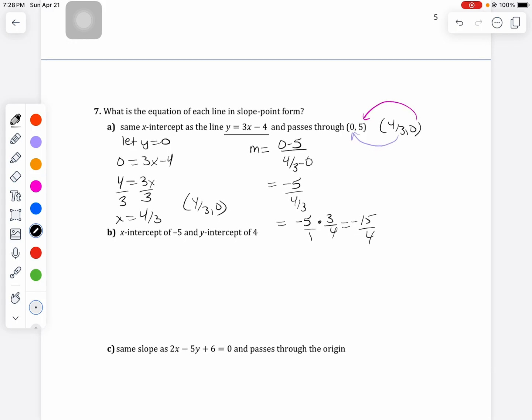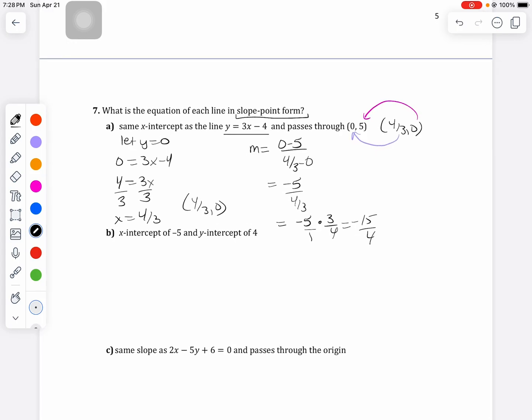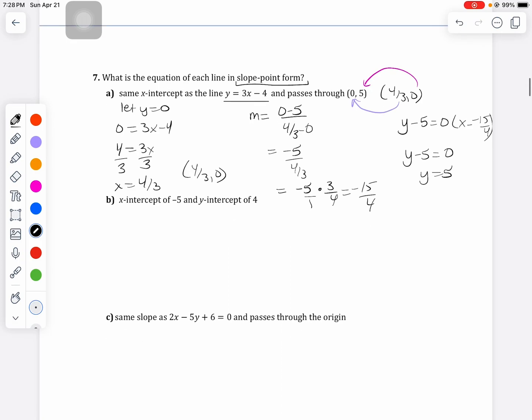And now we want the equation in slope point form. We can use either point, and we use y minus 5 is 0 times x minus negative 15/4, which is going to be y minus 5 is 0, so y is equal to 5. I think you probably have enough info to do B. You've got your 2 points, negative 5 and 0, 0 and 4. You're going to find the slope using those 2 points and use one of them to write the equation.